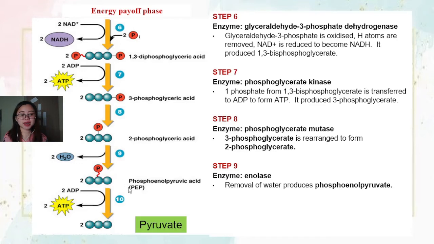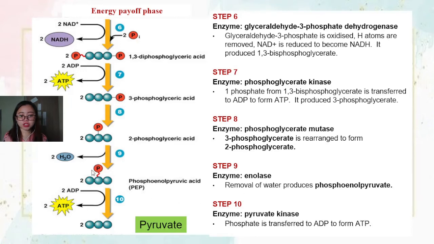So with this high energy, we're going to go on into the 10th step, where we are going to use the enzyme pyruvate kinase, and that phosphate will be transferred to ADP to form ATP. So semua tenaga yang ada pada bond yang tidak stabil ini akan dibawa ke dalam ATP. And now our phosphoenol pyruvate is converted into pyruvate.